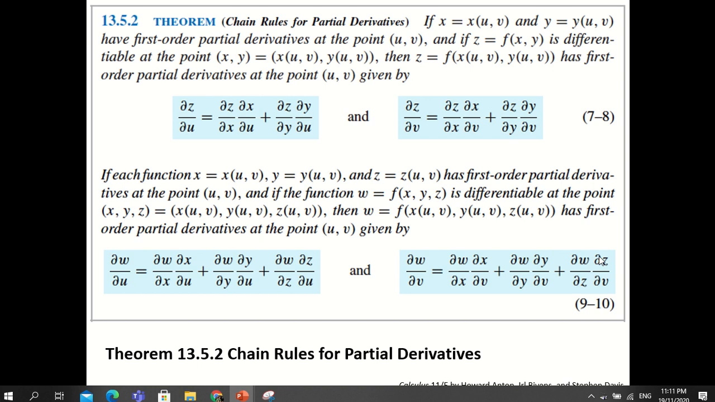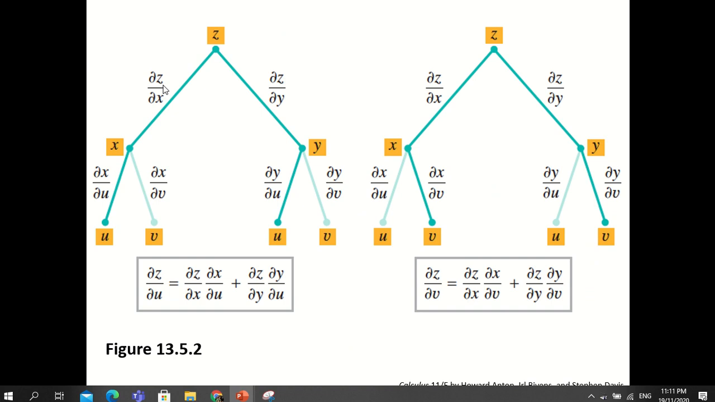So take note, class, of these highlighted formulas. These are very important formulas that we need to remember and understand also. These are the chain rules for partial derivatives. Okay, so in an illustration like the one that we have shown a while ago, it looks like this, to help us easily understand.